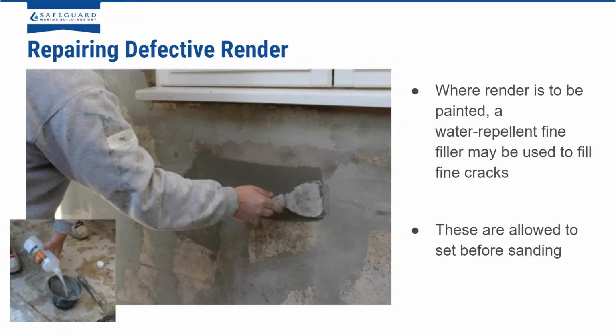So where render is to be painted, a water repellent fine filler might be used to fill fine cracks, and then these should be allowed to set before sanding. So in this situation, you could apply your render and also add a gauging solution such as repointing additive number 1.